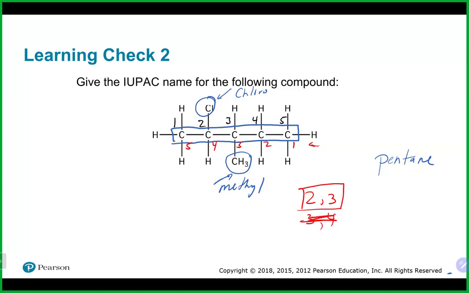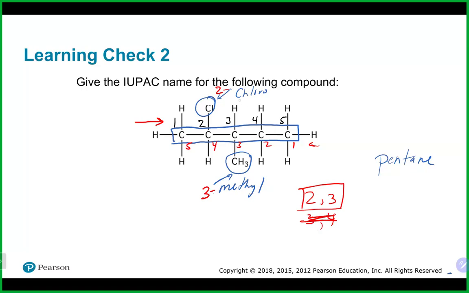So the way we do want to number would be going in this direction. That would put our chloro at carbon number 2. That would put our methyl at carbon number 3 in this case. And that's everything, I think.